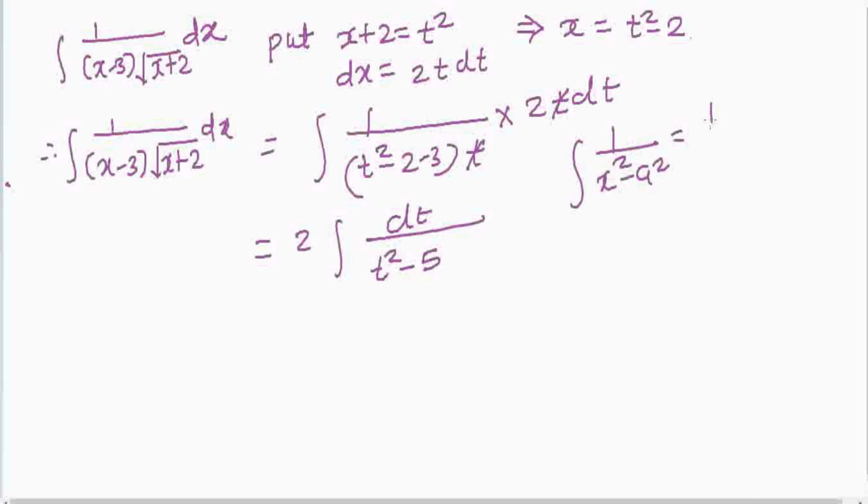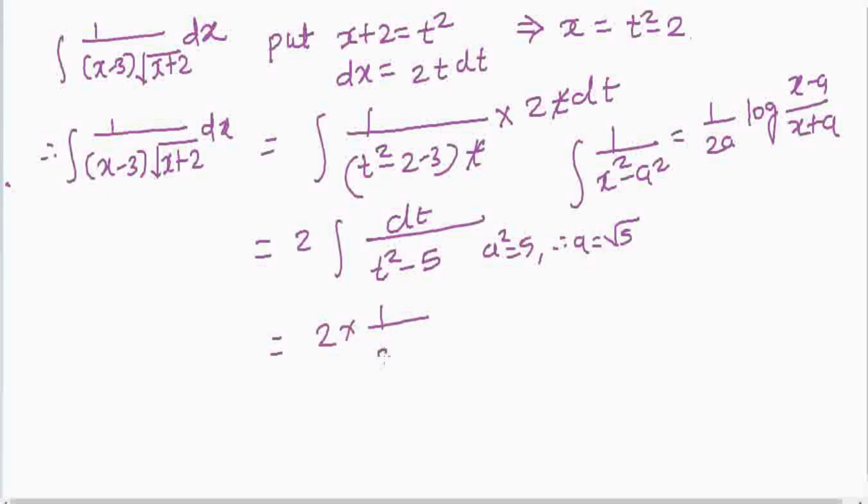Okay, and this is a standard formula: integration of 1 divided by x square minus a square equals 1 divided by 2a log of x minus a divided by x plus a. Here, what is a square? a square is equal to 5, and therefore a is equal to under root of 5. So we put here 2 into 1 divided by 2 into under root of 5 into log of t minus under root of 5 divided by t plus under root of 5.